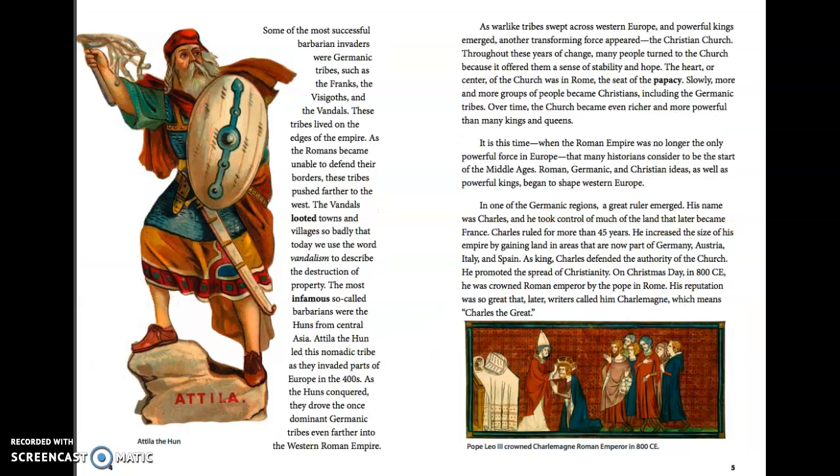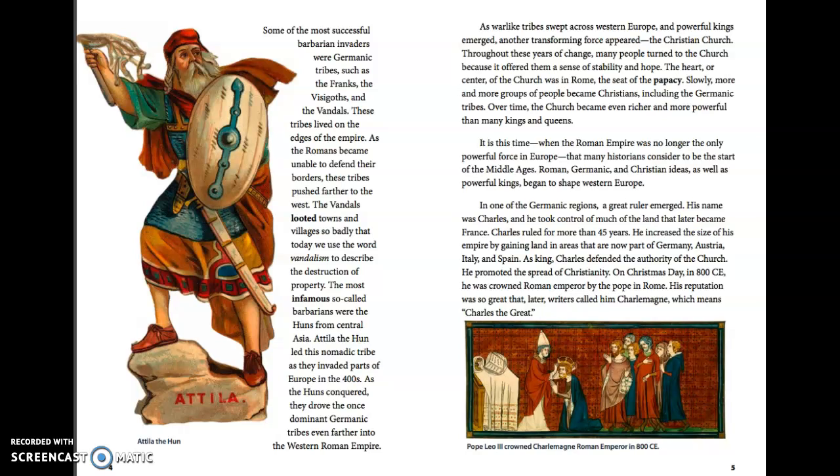Some of the most successful barbarian invaders were Germanic tribes such as the Franks, the Visigoths, and the Vandals. These tribes lived on the edges of the empire. As the Romans became unable to defend their borders, these tribes pushed farther to the west. The Vandals looted towns and villages so badly that today we use the word vandalism to describe the destruction of property.